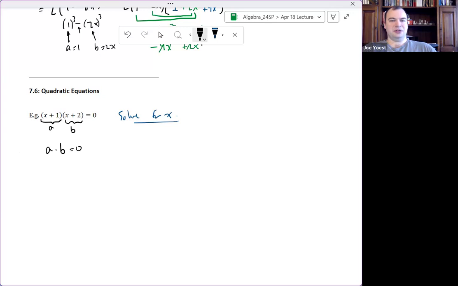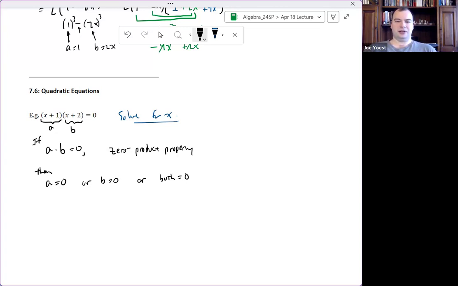Well, I have a product of two things being 0. We actually have something in math called the zero product property. And it says if the product of two real numbers equals 0, then either a equals 0 or b equals 0, or both a and b equal 0. At least one of the two factors has to equal 0 in order for their product to be 0. I can't, for instance, take 1 times -5 and make a 0 out of that.